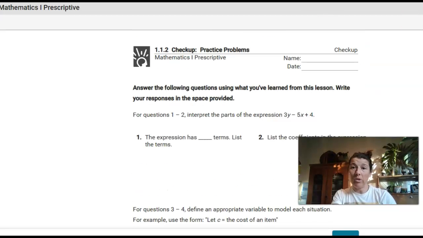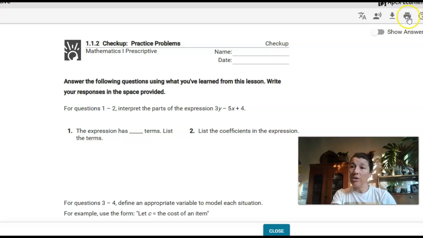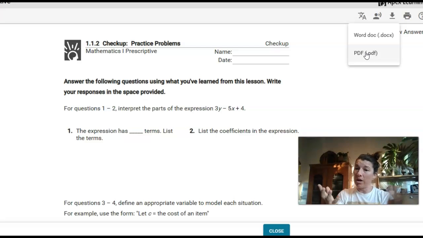So you're going to do these problems. Same thing. You can print them off. You can download it as a Word document, save it as a PDF, or you could handwrite it out on notebook paper.